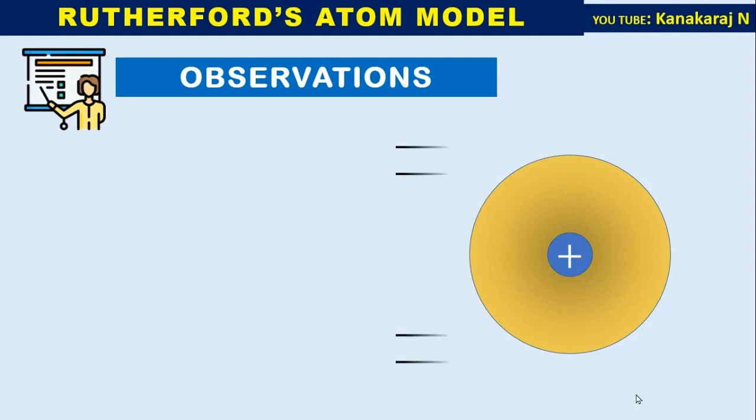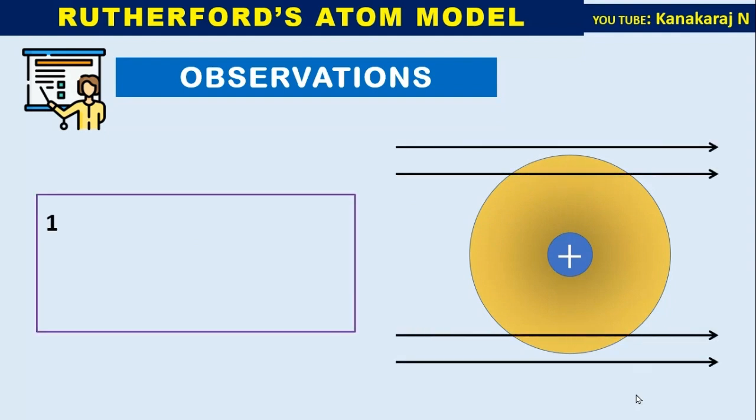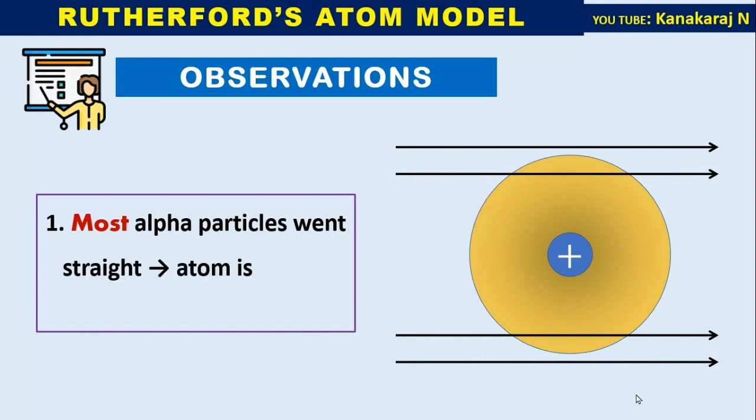Observations. 1. Most alpha particles went straight. That means the atom is mostly empty space.